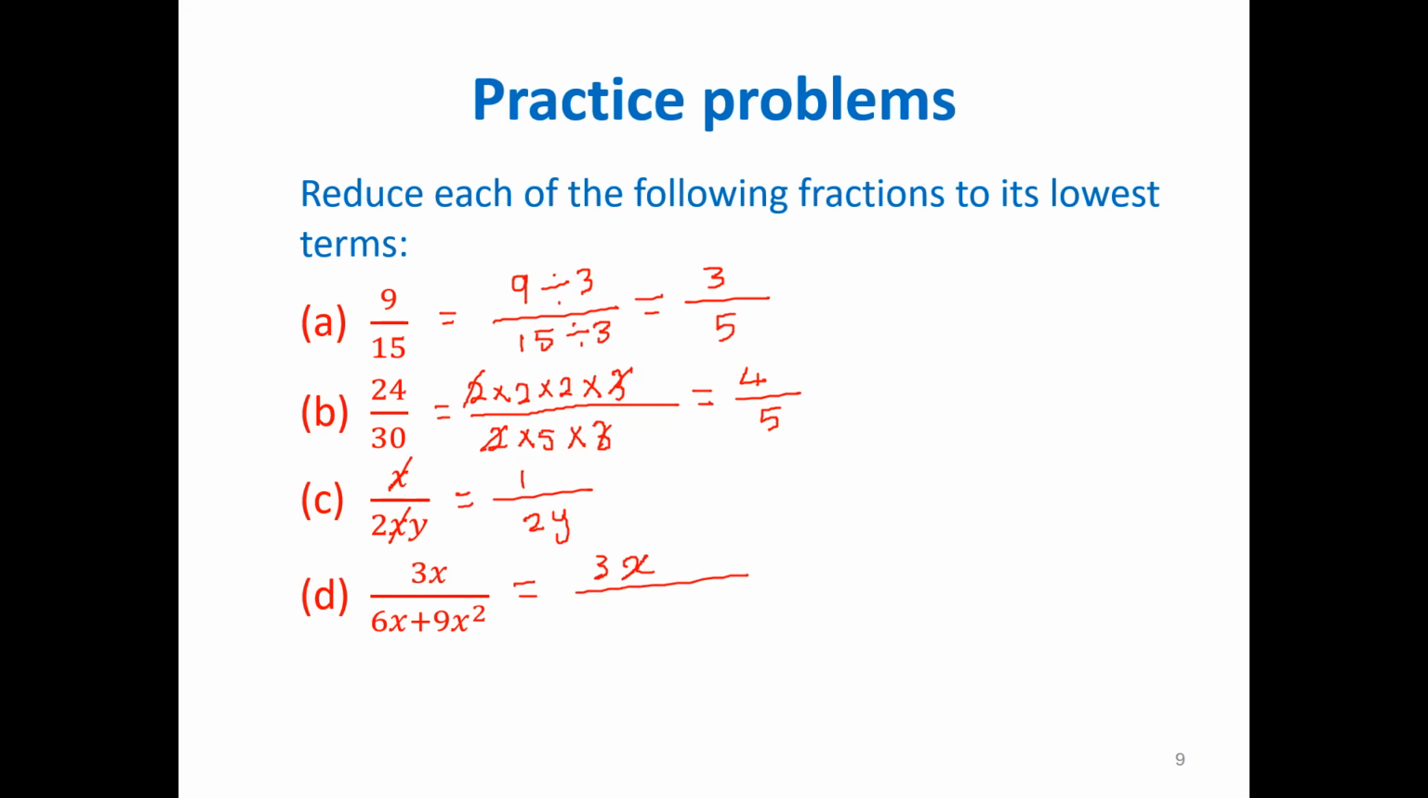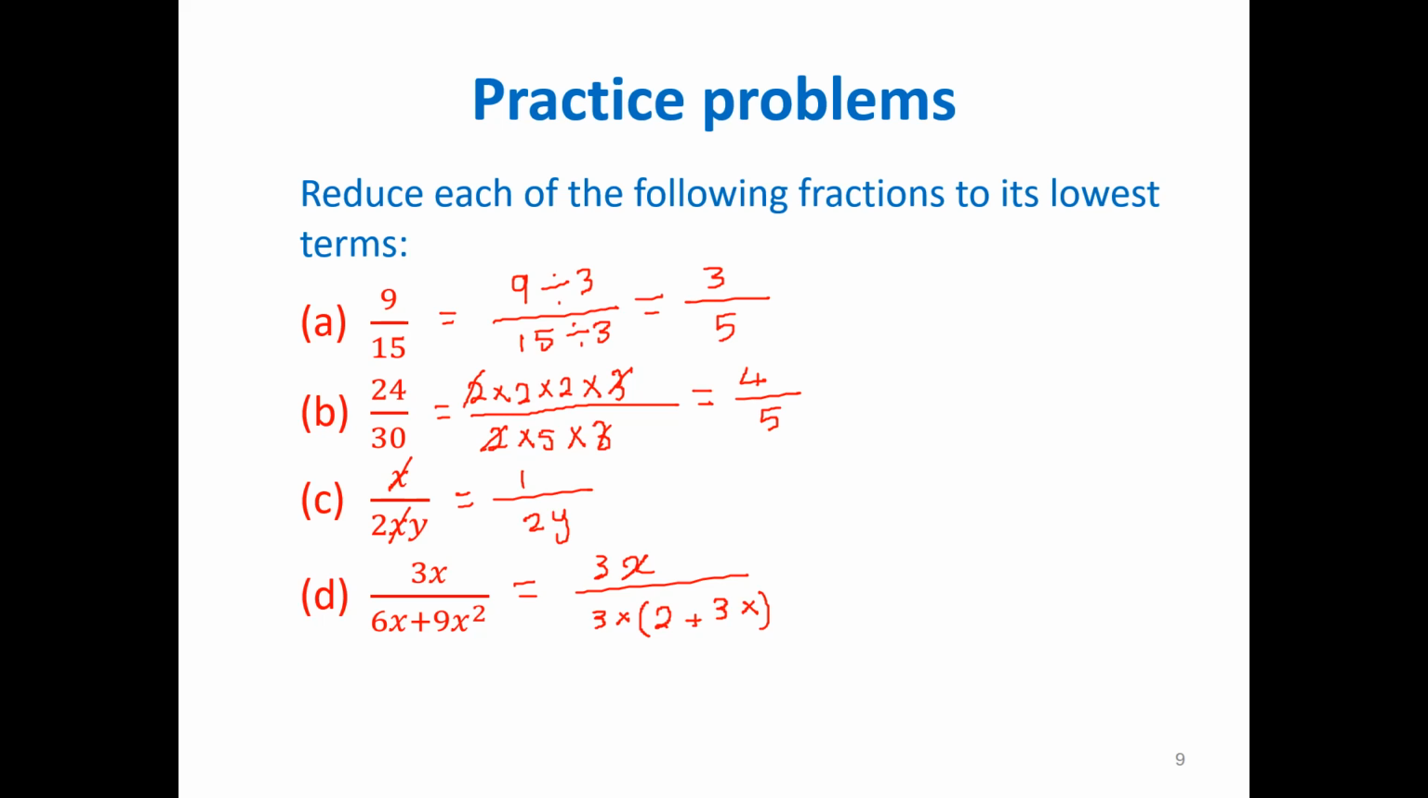So the factorization of the denominator, what is the greatest common factor? Well, between 6 and 9, the common factor is 3. And 6x and 9x squared have a common factor x. And then now you open the bracket. The remaining, if you divide 6x by 3x, you will get 2, plus, if you divide 9x squared by 3x, 9 divided by 3 is 3, and x squared divided by x is x. Okay?